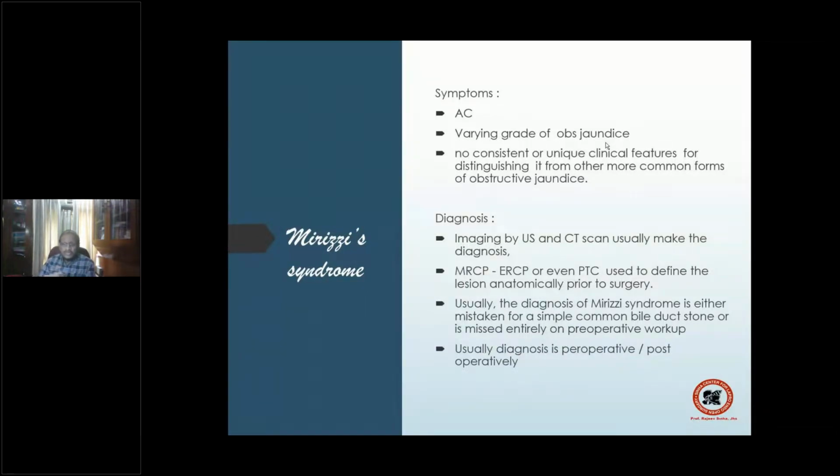Diagnosis is usually by ultrasound, but more commonly a CT scan will make the diagnosis for you. Initially, when we didn't have very good CT scans, the diagnosis was peroperative. But now the diagnosis is on a CT scan, a CECT can be done, or you can do MRCP or ERCP, or even a percutaneous transhepatic cholangiogram if the bilirubin level is high, and that can define the lesion anatomically. So now you have the whole range of investigations which can define the exact extent of Mirizzi syndrome.